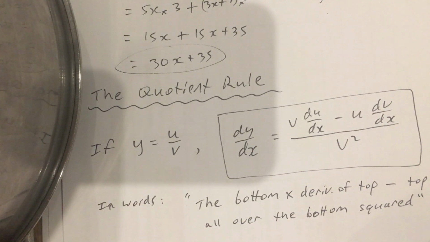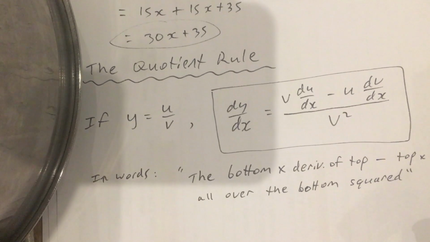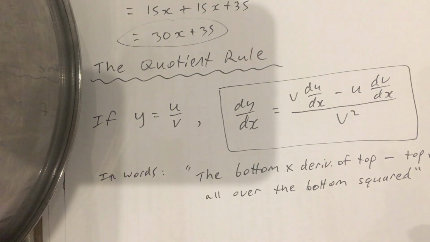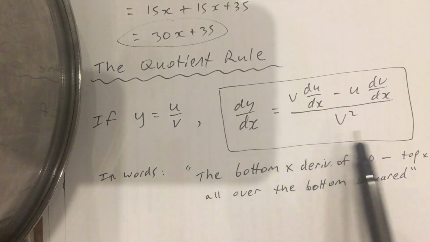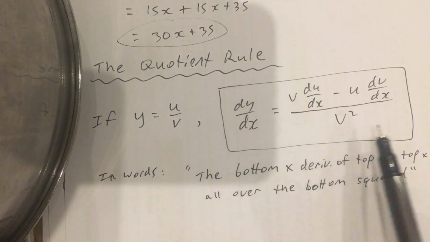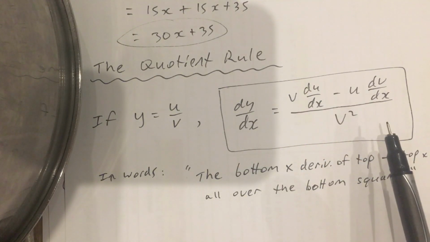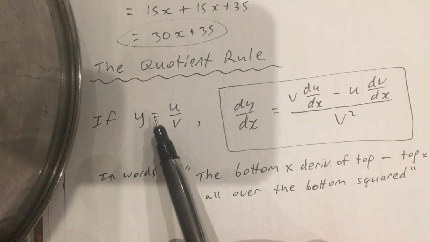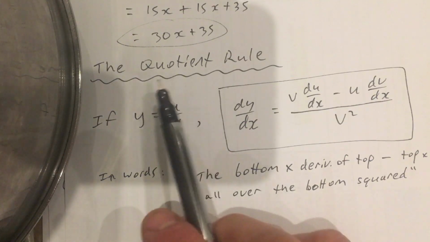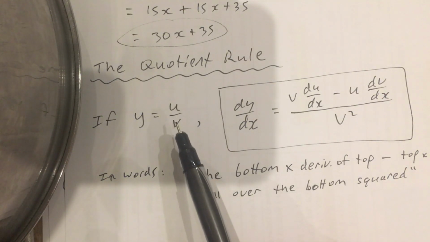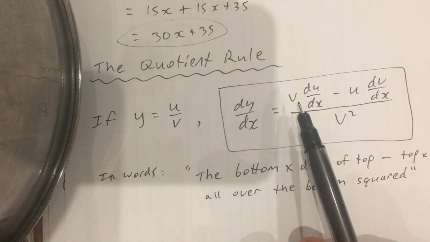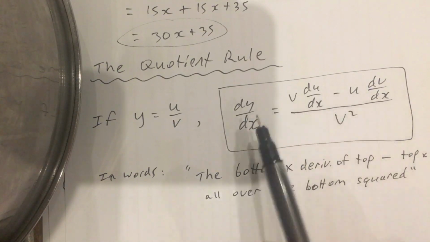Okay, the quotient rule, this is what we're doing today. So to begin with, I've just gone straight to the reference sheet. This is exactly how it's written on the reference sheet. So you can use that in an exam, of course. If it says if y equals u over v, so a quotient is the answer when you divide two things, then dy dx equals this thing. What is this thing saying?